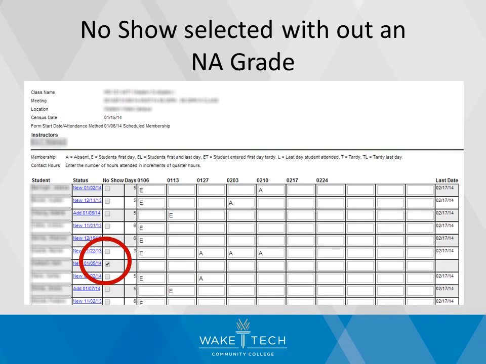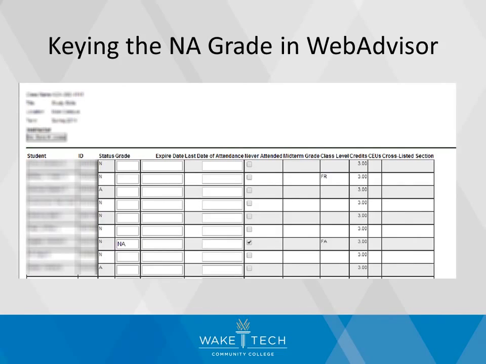Students who have never attended are marked with a no-show on web attendance. The no-show box is the same one that you will find as the never attended box in final grades of WebAdvisor. On this screen, you can see the screens that you'll see for WebAdvisor. You're going to key the NA in the final grade, and you will make sure that the never attended box has been selected. If you select it in web attendance, it will come through in the final grades. And if you select it in the final grades, it will come through in web attendance. It's the same box, only on different forms.